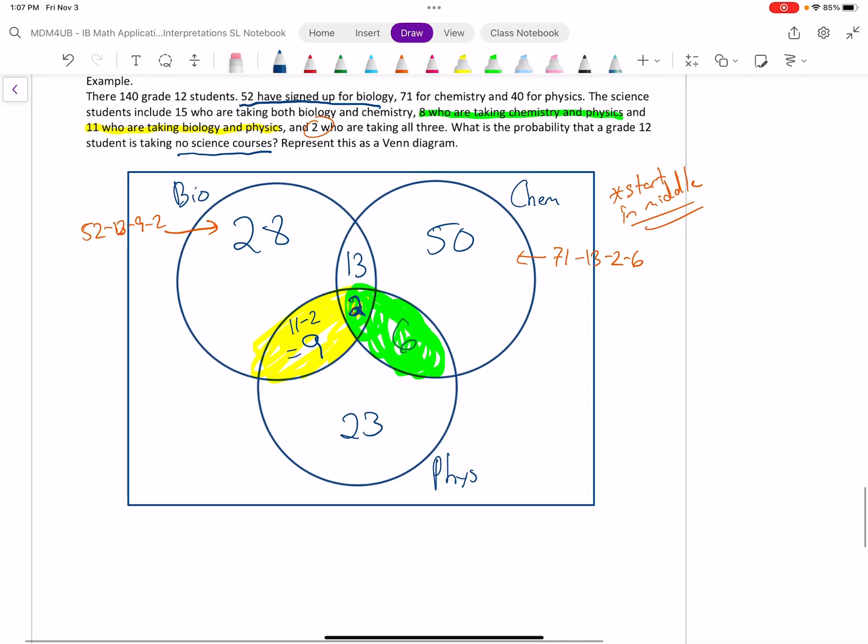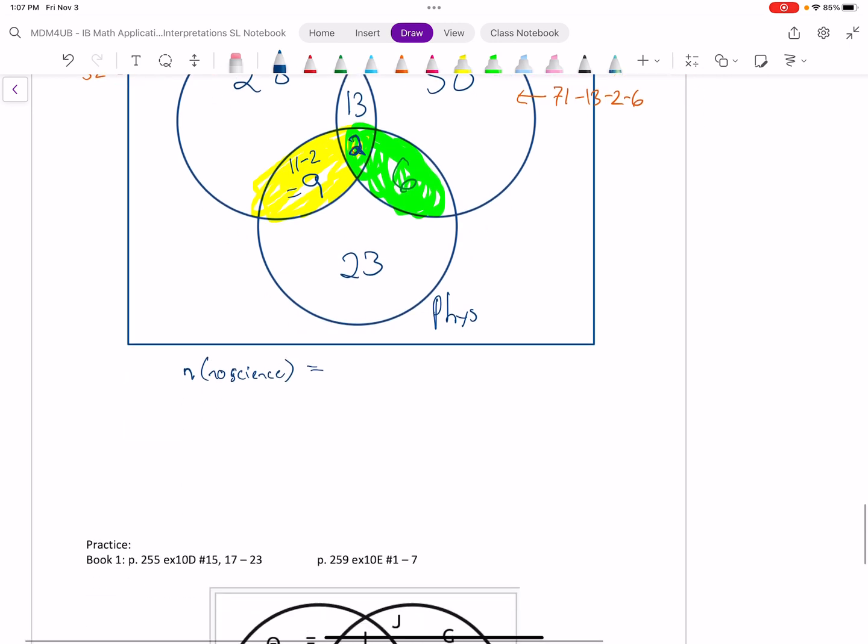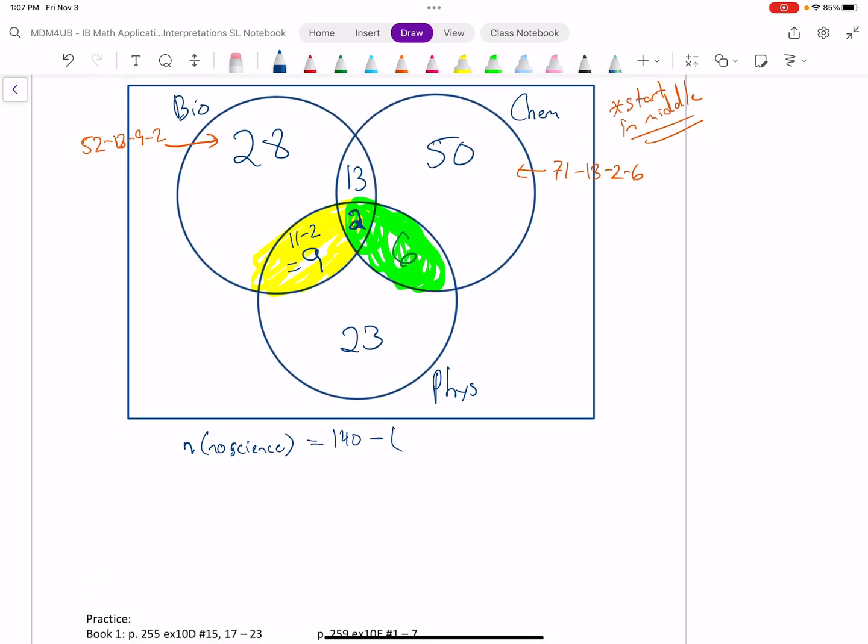So in this case, I think originally they were saying, what's the probability that a grade 12 student is taking no science courses? These numbers represent all of the people taking at least one science course. They could be taking 2, they could be taking 3, and any mix of them. So the number of no science is simply going to be the total number of students, 140, minus all of these numbers added together. So I got 28 plus 13 plus 2 plus 9 plus 6 plus the 23 plus the 50.